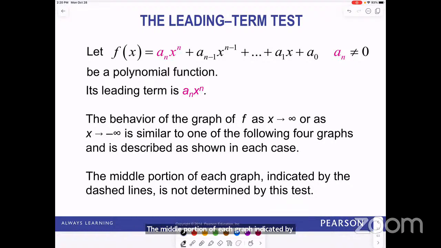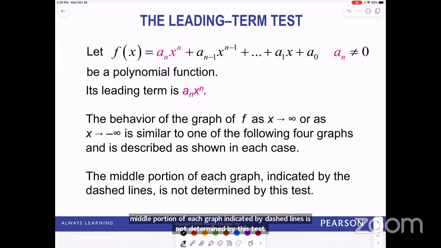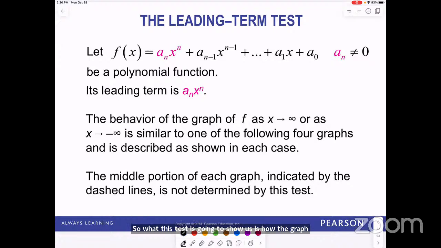So what this test is going to show us is how the graph behaves in the long run. It doesn't give us any information about the middle. It just tells us, as x goes to positive infinity or as x tends towards negative infinity, right?